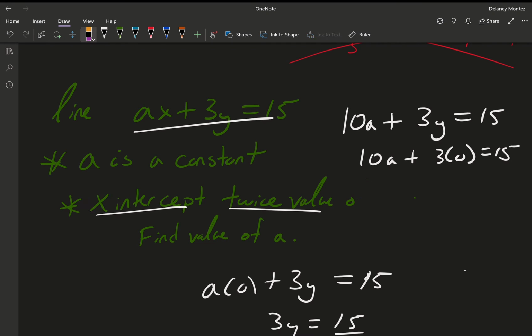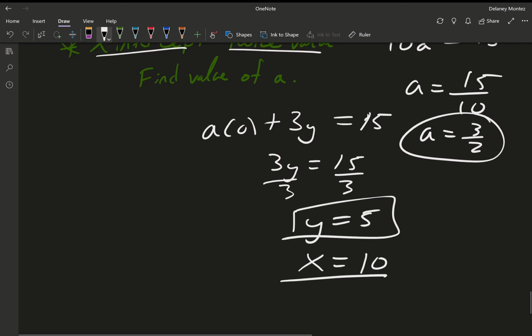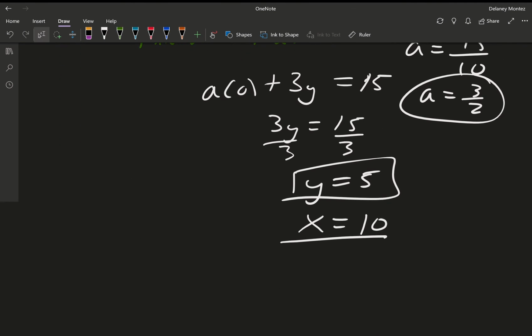Well, that simplifies it immensely, right? So now we have 10a equals 15, right? Because 3 times 0 is 0. So now I can just divide by 10, or a equals 15 over 10. A equals 3 over 2, right? So we have our value for a, right? So we have a equals 3 over 2.